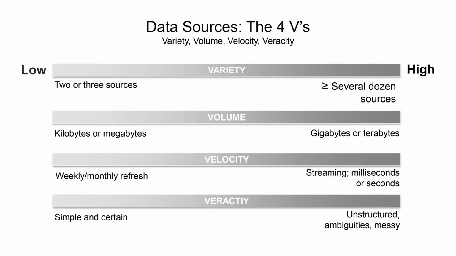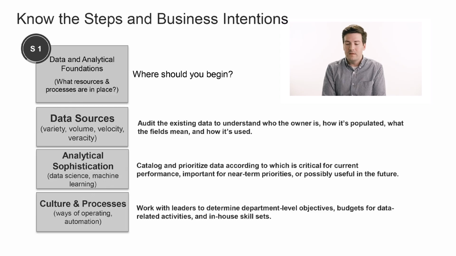So data sources, we like to call out the 4 V's here: the volume, veracity, velocity, and variety of data. We'll talk about that in a little more detail later on. So how do you do that? It's really just an audit, right? You meet with the owner of the data, you understand how it's populated, what it's used for, what the different fields mean, and you compare each of those fields against the 4 V's so you can profile each element that you have to work with.